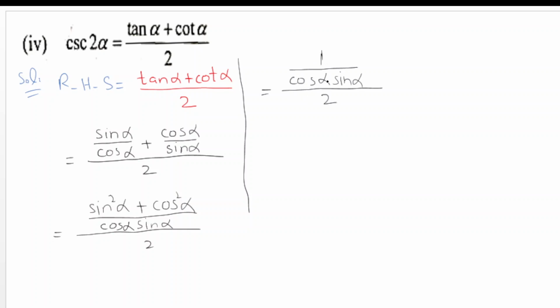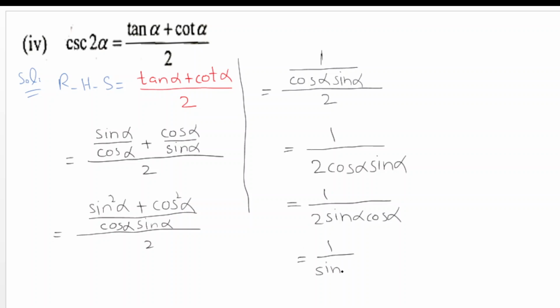So this is the first, second, and this is the third fraction. The third fraction will come here like that. How? The 2 will be like this, 2 cos alpha and then sine alpha, or you can arrange it as 2 sine alpha and cos alpha. So that will be equal to 1 by sine 2 alpha. And you know 1 over sine is cosecant. This is basically cosecant 2 alpha, and that will be equal to the left hand side. So I hope you understand this question.